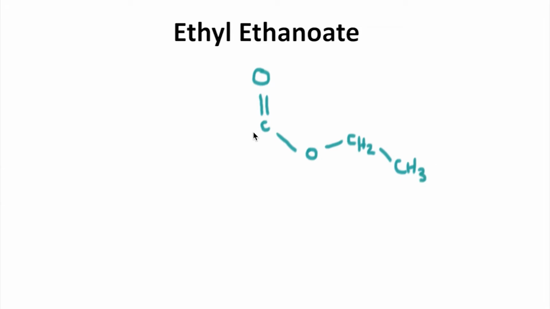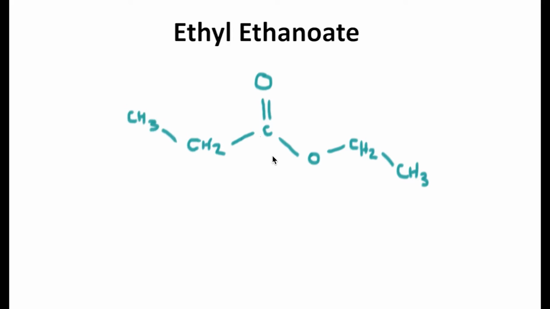Okay, so ethanoate represents that there's another ethyl group attached to the carbon that's double bonded to oxygen. So in this case, it would be this carbon right here. So now we're going to add the ethyl group. Okay, so this is how you draw the full structural diagram of an ester given its IUPAC name.